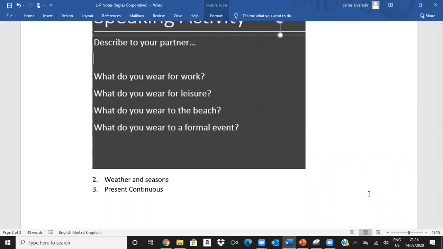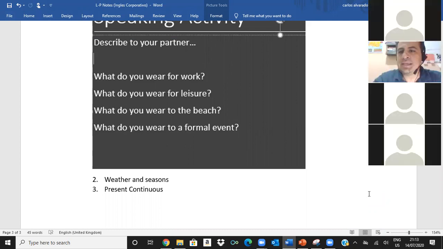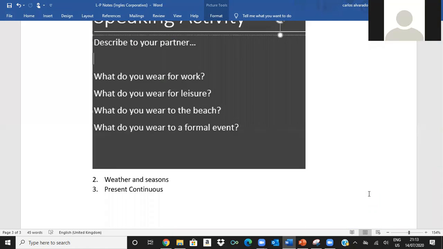What do you wear to the beach? Let's see. Roberto no tiene micrófono. ¿Qué más? Nelly, what do you wear to the beach? I wear a short, I wear a sandals, I wear a cap, I wear a sunglasses. Very good. Excellent. Good job. David, what do you wear to a formal event?